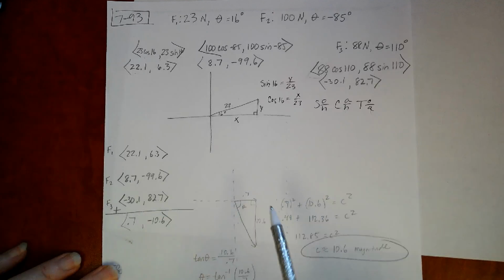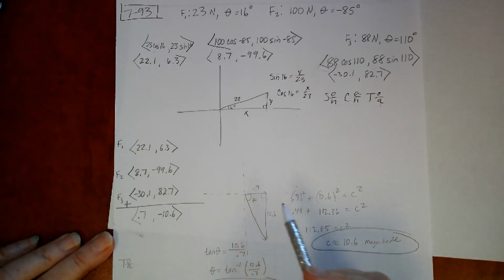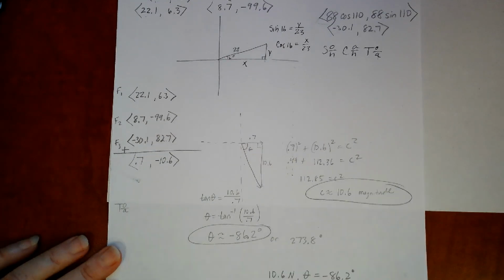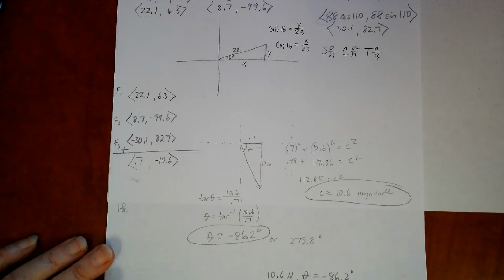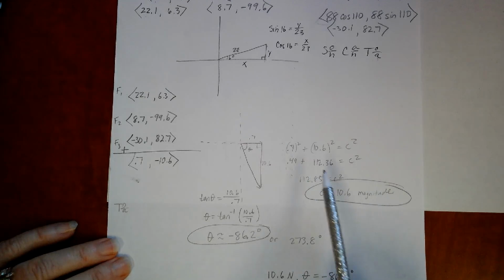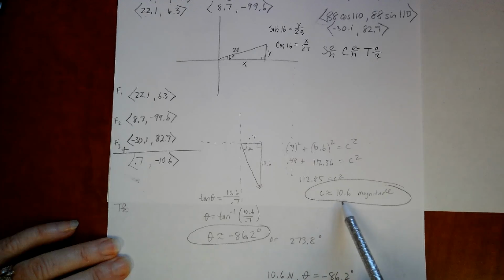So that would give me a vector that went right by 0.7 and down by 10.6, and then I drew a little triangle so that I can put it back in magnitude and direction instead of component form. I can get the magnitude by the Pythagorean theorem, and I've done that here. I ended up with a magnitude of 10.6.